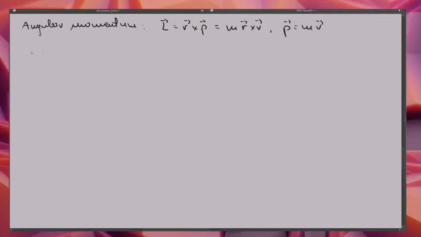Now let's go a little farther. Angular momentum is the most general definition of angular momentum, and this is just the definition, r cross p, which amounts to mass times r cross v, since the linear momentum p is mv.